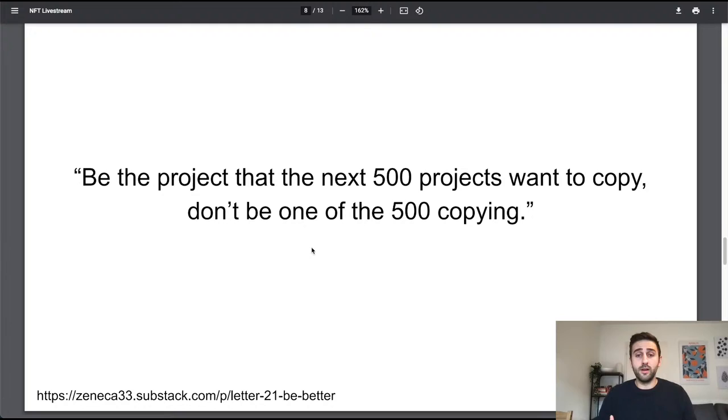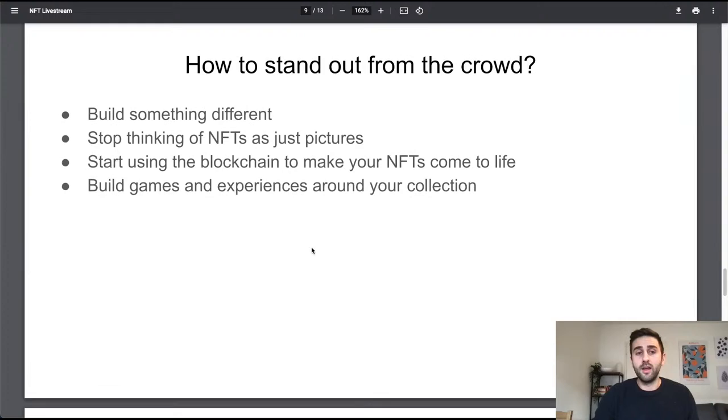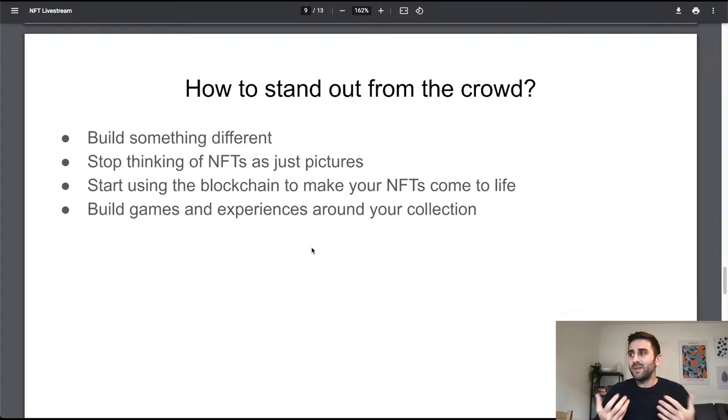So in my eyes, if this is the way that you want to go about creating some money, and let me tell you, if you do strike it and you do make some money doing it this way, you can indeed make a lot of money. But if you do want to go down this path, how can you stand out from the crowd, right? And the answer is you need to build something different.